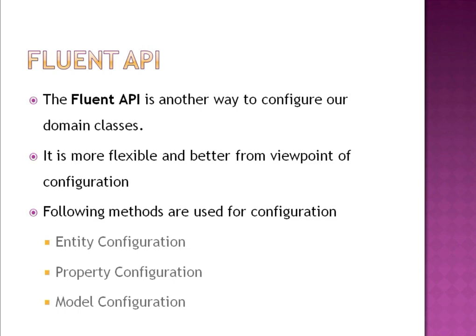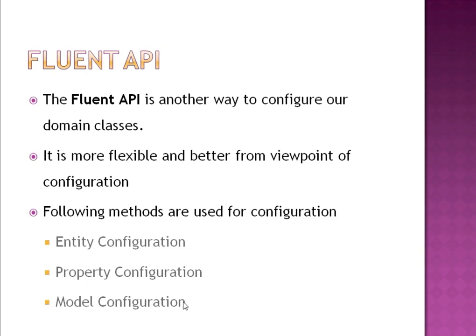configuration. Now, there are different methods used for configuration, and basically those methods are entity configuration, property configuration, and model configuration. Entity configuration will configure your tables, whereas property configuration will configure your columns in the tables, and model configuration is for configuring our database. I'm excluding the model configuration part here. I'll create a separate video for that. So in this particular Fluent API series, I'll initially focus on entity configuration and property configuration only, and later on I'll cover this part.